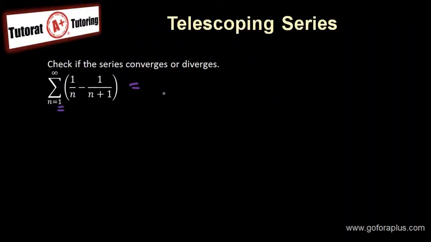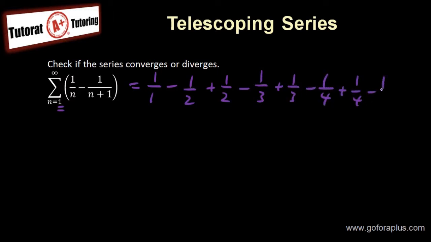Okay, if n is equal to 1, I have 1/1 minus 1/2. And then if n is equal to 2, I have plus 1/2 minus 1/3. If n is equal to 3, I have plus 1/3 minus 1/4. And then plus 1/4 minus 1/5. And then dot, dot, dot. If you look at all these terms, the second and the third terms cancel. Minus 1/3 plus 1/3, minus 1/4 plus 1/4, minus 1/5 plus 1/5.